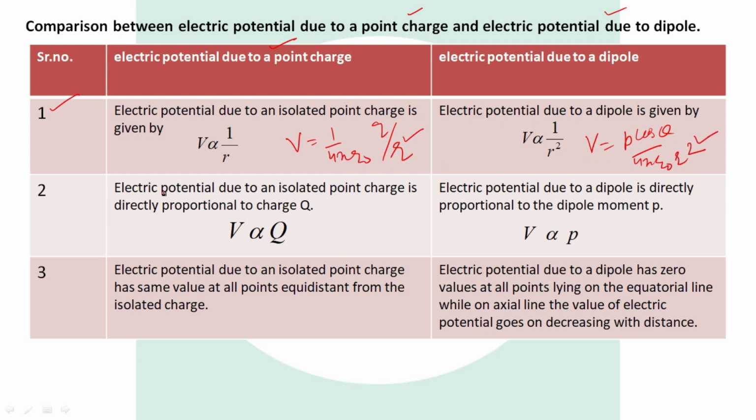Number 2, electric potential due to an isolated point charge is directly proportional to Q. If we take capital Q as the source charge, then it is directly proportional to Q. And electric potential due to a dipole is directly proportional to the dipole moment.